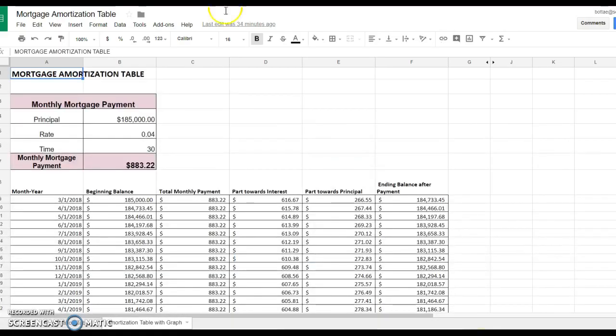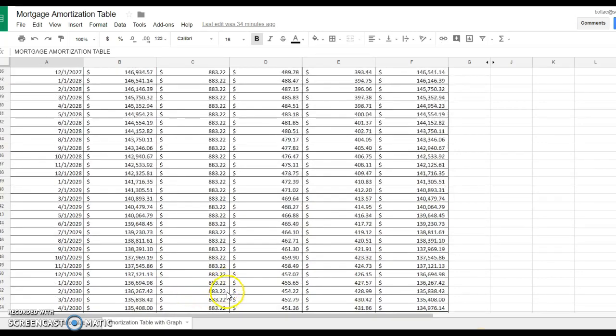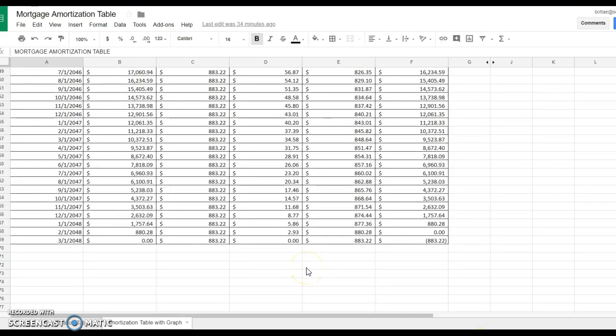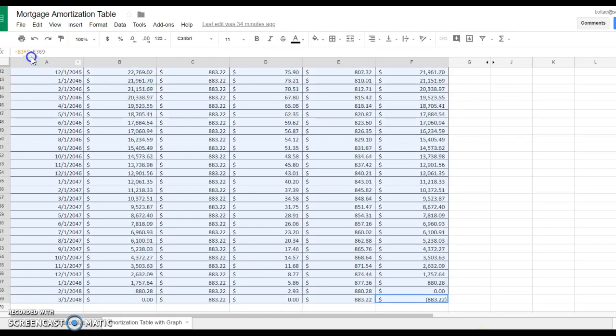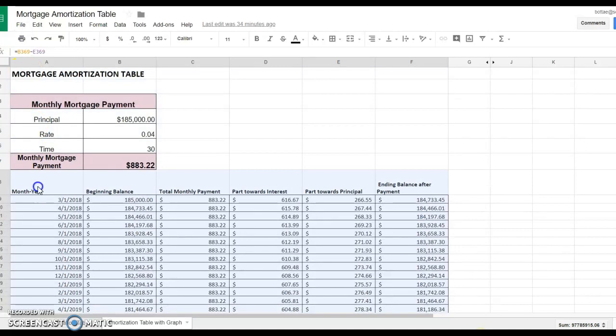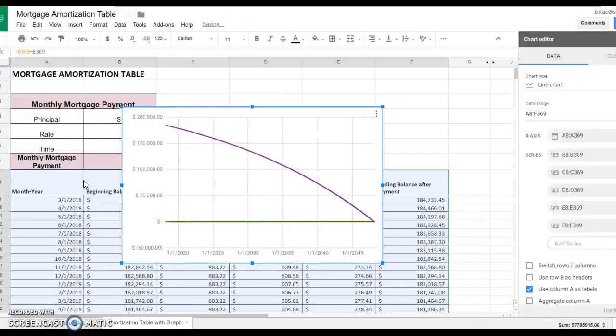So I'm going to click over here and go back to our amortization table. And if I highlight all of the data in the table, and I'm sorry, I tried to have it ready to go, but it didn't work for me, so you'll have to sit and watch that. Okay, here we go. So if we highlight all the data in the table, and go up here to Insert, Chart, it comes up with a line chart, so that's good. That's exactly what we want.